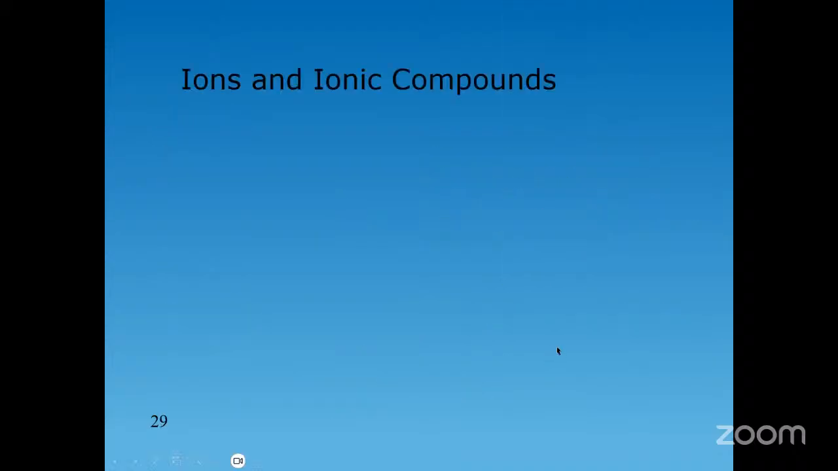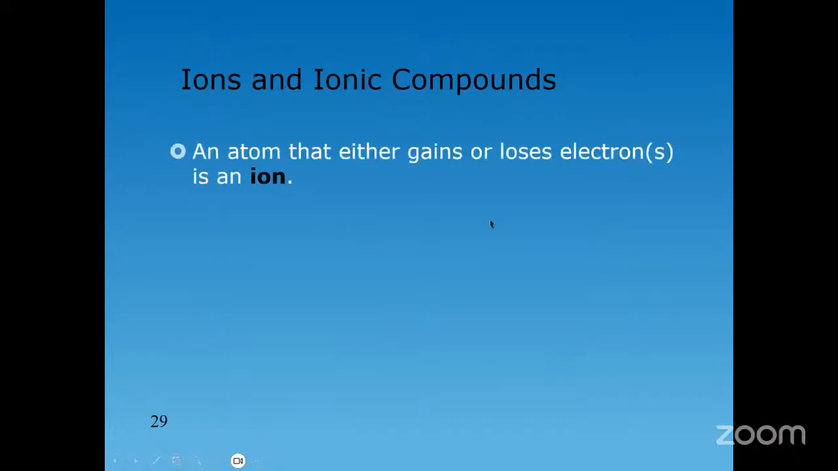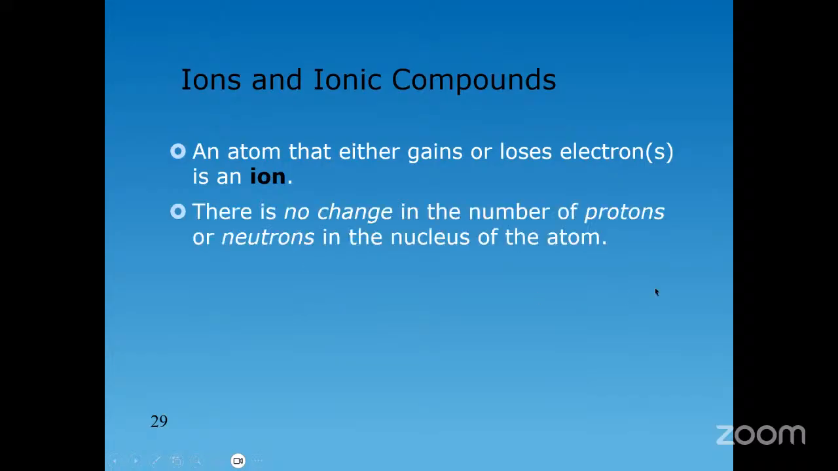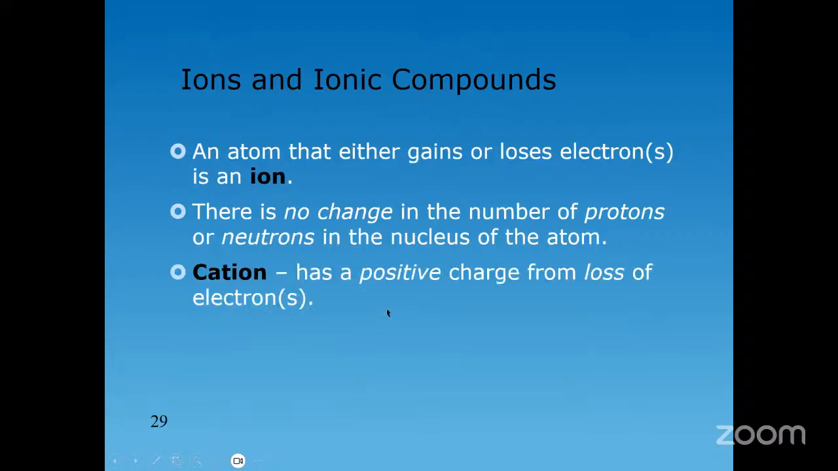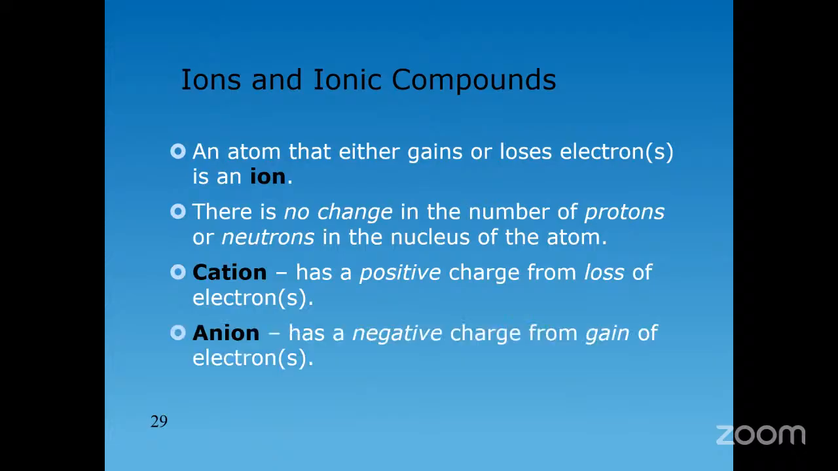Okay. So now we're going to get into naming ionic compounds. All right. So again, you all should know what ions are. An ion is formed when an atom either loses or gains an electron. And the key thing you need to remember about ions is that when an atom loses or gains an electron, the number of protons does not change, which means that you're dealing with the same element, you're just dealing with a different form. All right. So of course, you know that there are two types of ions. You have cations, which are positively charged, and anions, which are negatively charged.